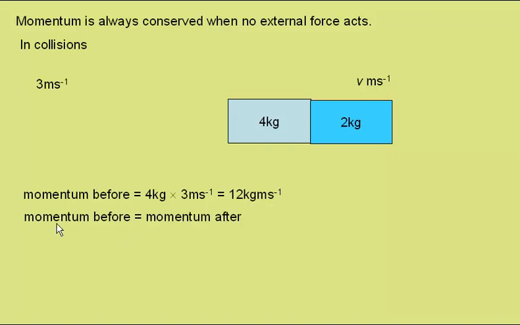We also know that momentum before must equal momentum after the collision, due to the conservation of momentum. So, the momentum after must equal 12 kilogram meters per second, but that is equal to the mass of the body, which is now 6 kilograms, times their velocity v meters per second, giving an answer of v of 2 meters per second.